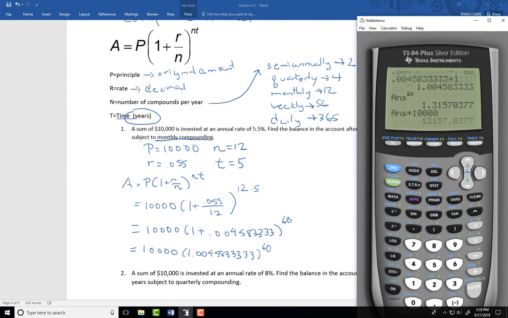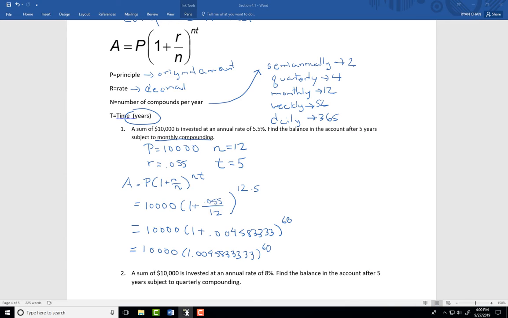Try to show your work as you're going along. This is important. I know this is easy for some of you to just throw in your calculator, but you want to make sure you show your work to understand what's happening. So you get $13,157.04. This should make sense, because if I'm banking or investing, I should obviously get more money out after the 5 years. My money should not diminish over time. It should increase.